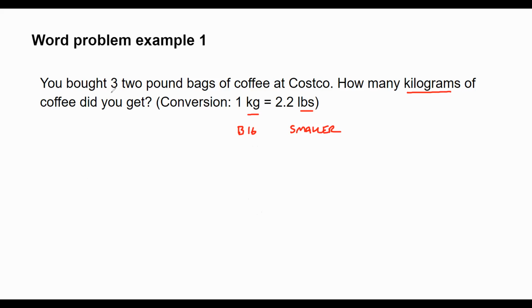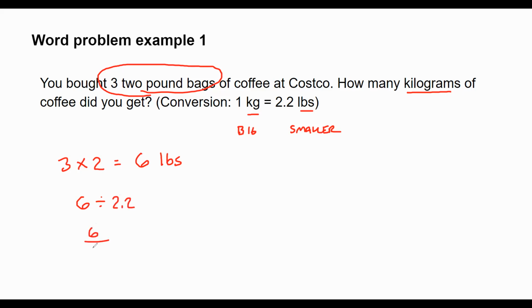First of all, though, we should figure out how many pounds we bought at Costco. We bought 3 times 2 pounds each. We bought 6 pounds of coffee. Now we can convert that total amount of coffee that we bought to kilograms. 6 divided by 2.2, or 6 over 2.2, whichever way you prefer, should give you an answer of about 2.7 kilograms. And we get a smaller number, which makes sense because kilograms are larger than pounds.